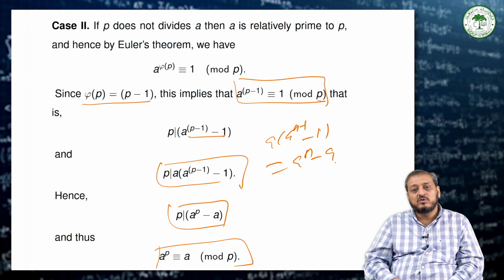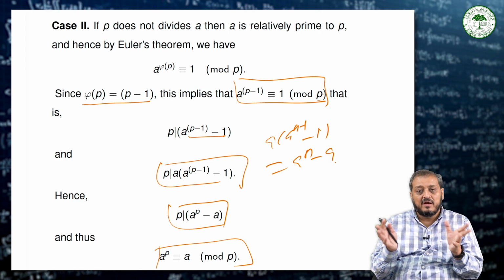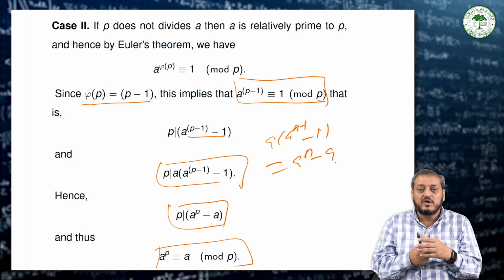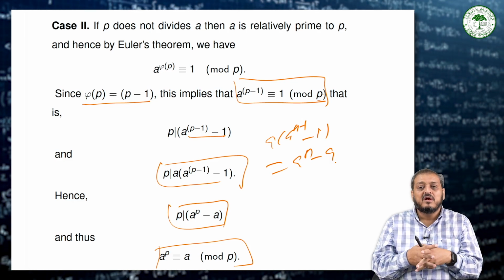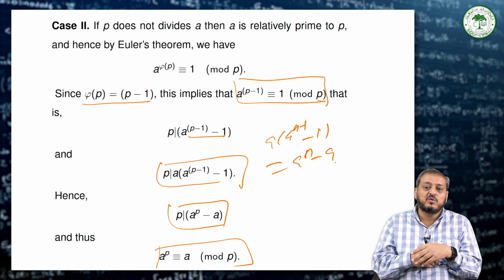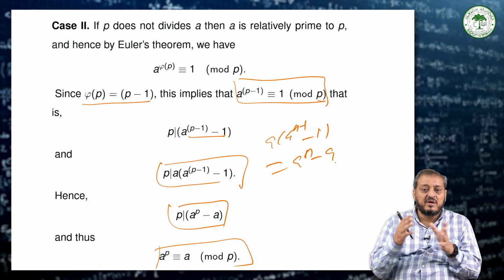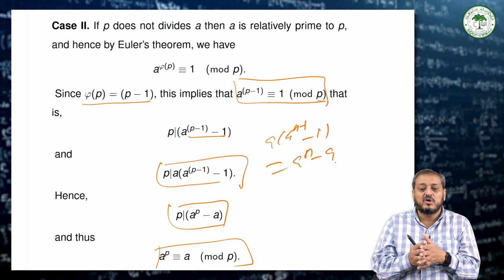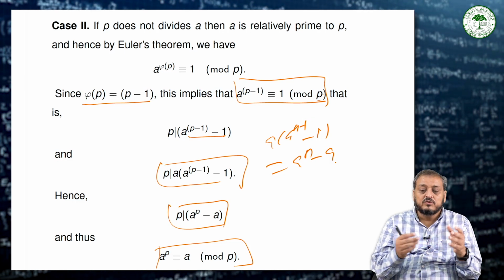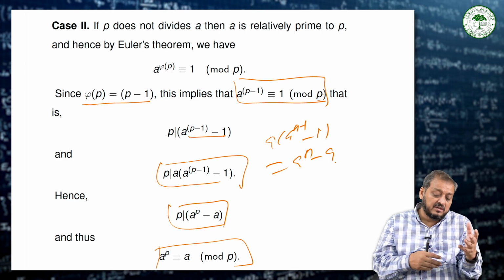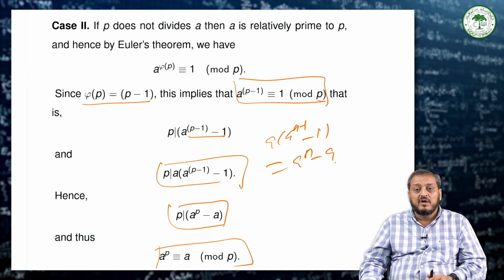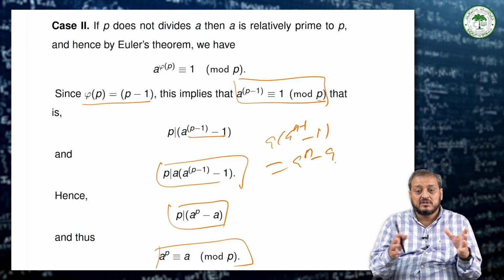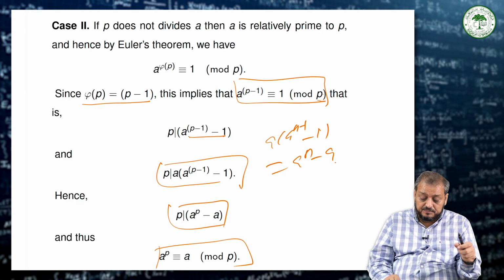Then by using the property of phi of p, we prove that a to the power p is congruent to a mod p. So in both cases, when p divides a and when p does not divide a, a to the power p is congruent to a mod p. This completes the proof of this theorem.